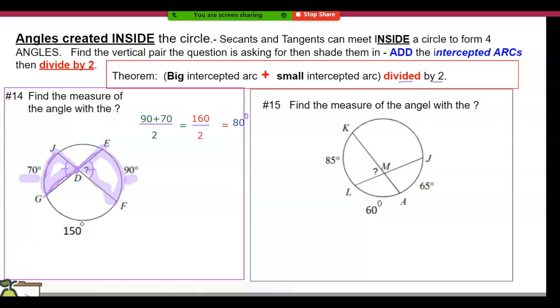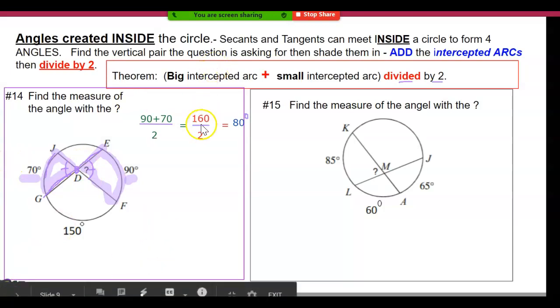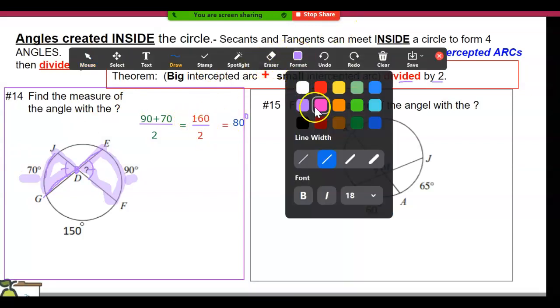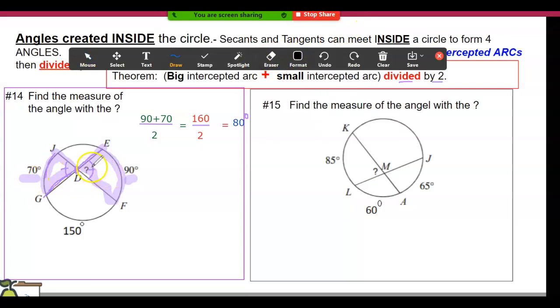Okay, so you should have added 90 plus 70, and that's 160 degrees divided by 2, and that's 80 degrees. So this angle here is 80 degrees, and its vertical angle is also 80 degrees. Okay, good job.